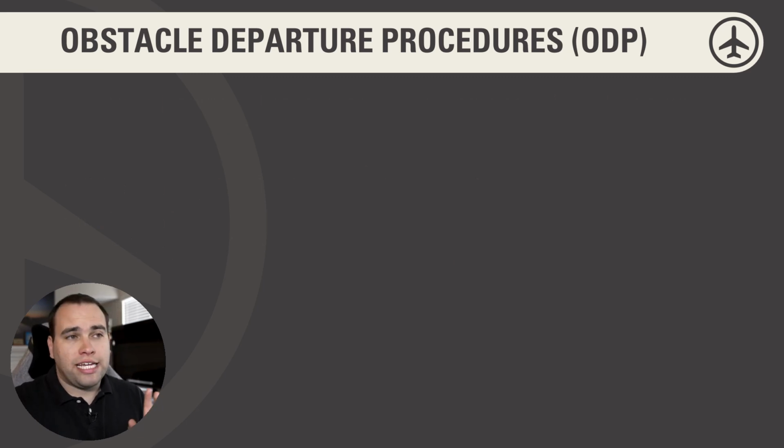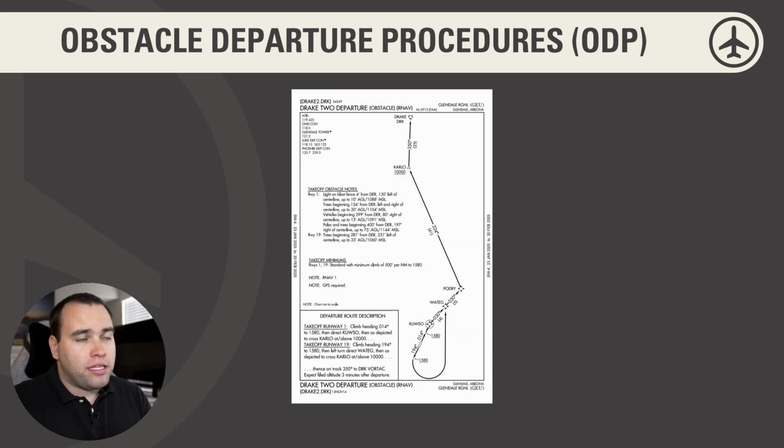So let's take a look at an example of a graphical ODP. This is the Drake 2 departure. This is in Glendale, Arizona, and you can see up there at the top it's called the Drake 2 departure, and it has in the parentheses there obstacle departure. Now it also says that this is an RNAV departure.